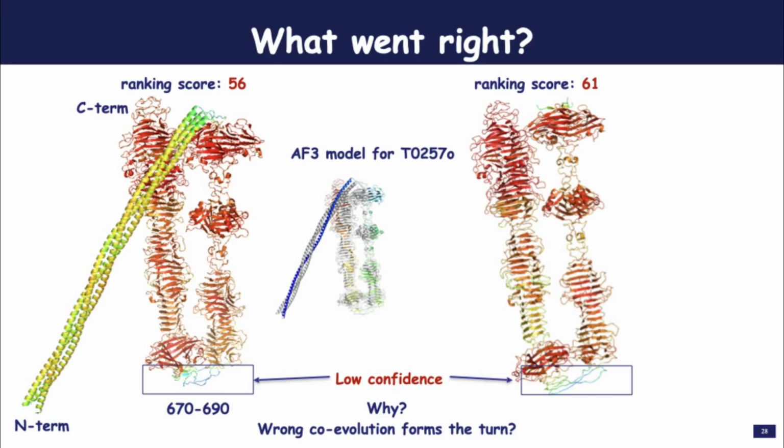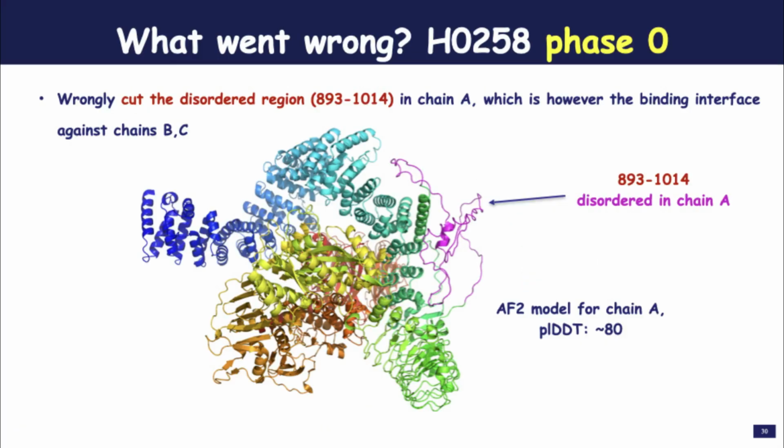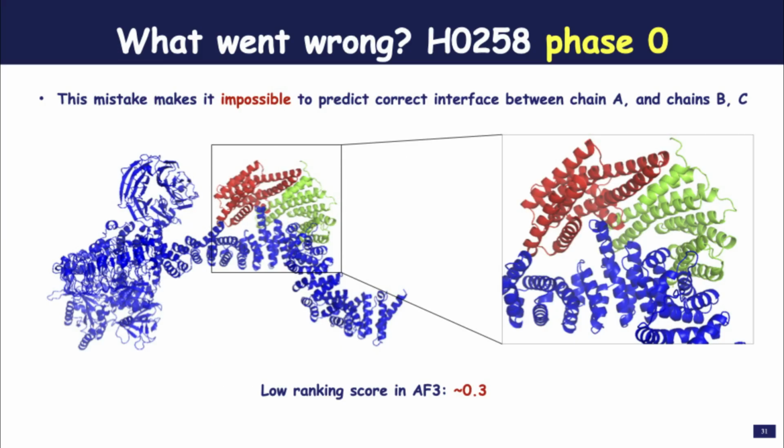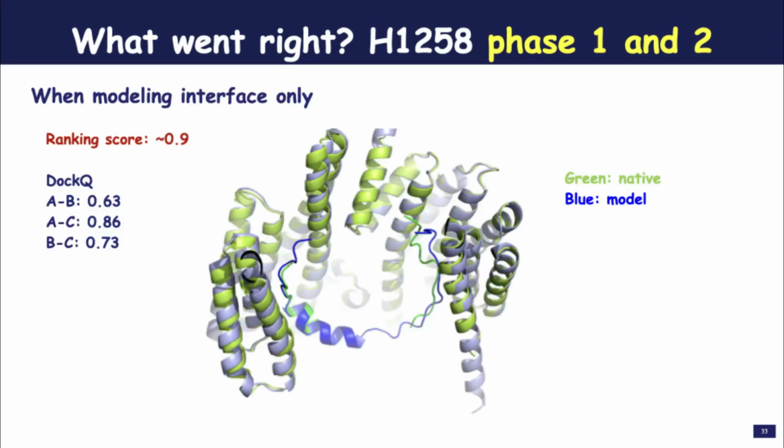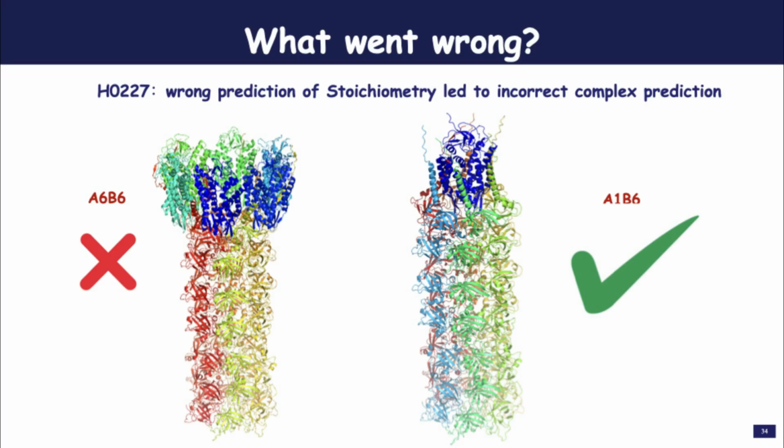This one is probably what we did wrong. We removed this disordered region, but unfortunately this region is a binding interface, so we cannot get it correct. Keep going. Next one. In phase 1 and 2, we found this problem. Then we just predicted the interface between chains B, C, and chain A, and then you get the model very perfectly. Okay, last one. This is one that we didn't do correctly. We got a wrong stereochemistry prediction. If you get this correct, it will work.